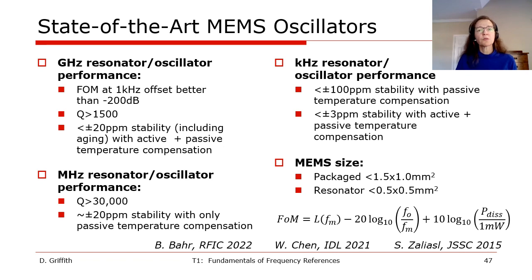For the kilohertz references, better than plus minus 100 ppm accuracy can be achieved with only passive temperature compensation again, which then improves to better than plus minus 3 ppm if active temperature compensation is included. So in each case, the packaged resonator is smaller than 1.5 by 1 square millimeter, while the resonator itself is less than half a millimeter on a side.